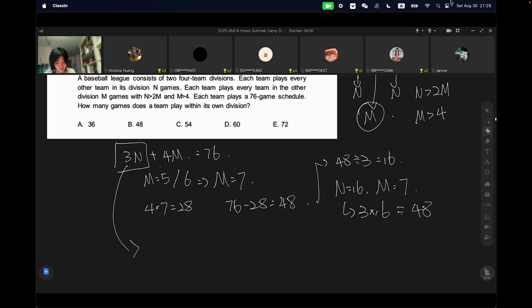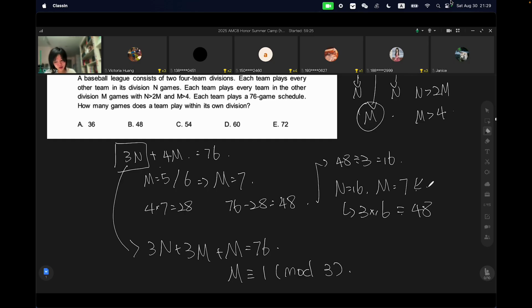3n plus 4m equals 76. We can break it down by saying 3n plus 3m plus m equals 76. And when divided by 3, this has a remainder of 1. So n is congruent to 1 mod 3. And we can see that this actually works.